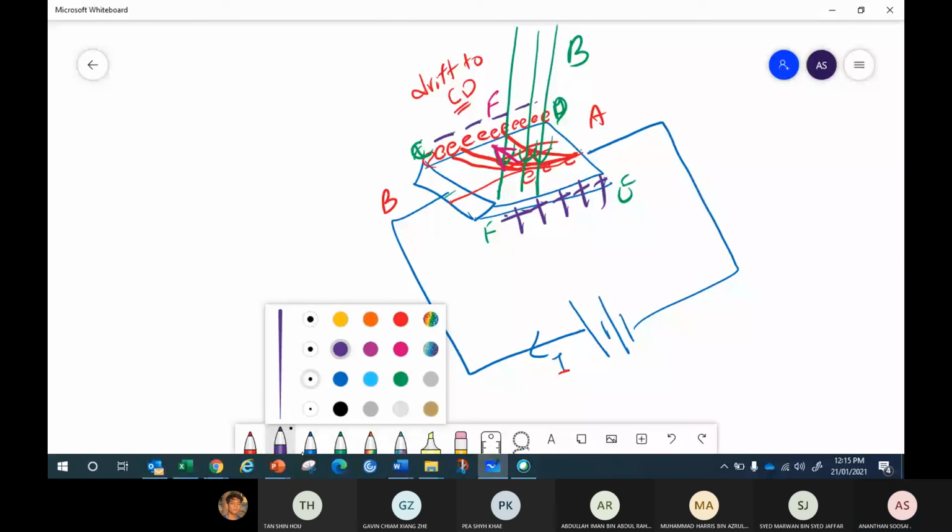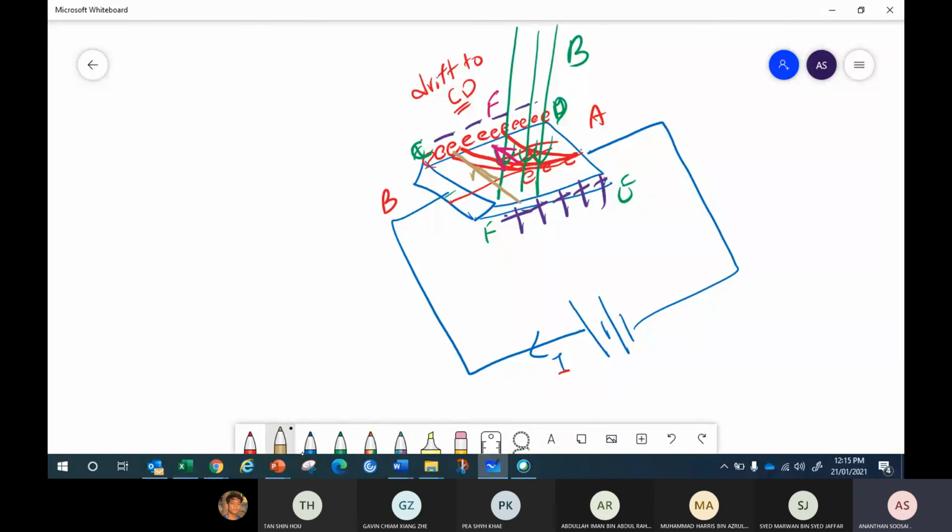The electric field created, is it vertical or horizontal? The electric field is from positive to negative, right? Yes. The electric field is which direction? It's like horizontal this way, right? That's your electric field. Correct? The electric field is horizontal. Magnetic field, which direction? Magnetic field is vertically downwards.